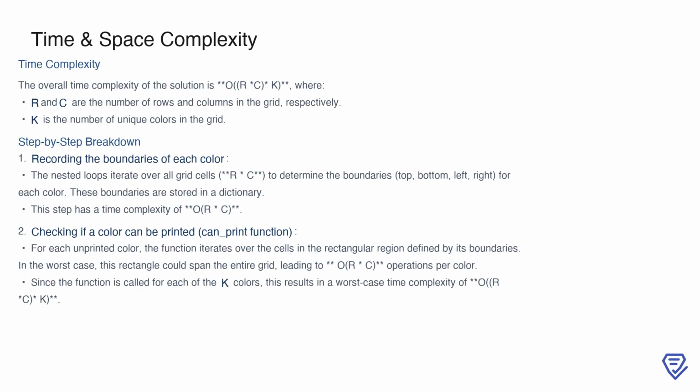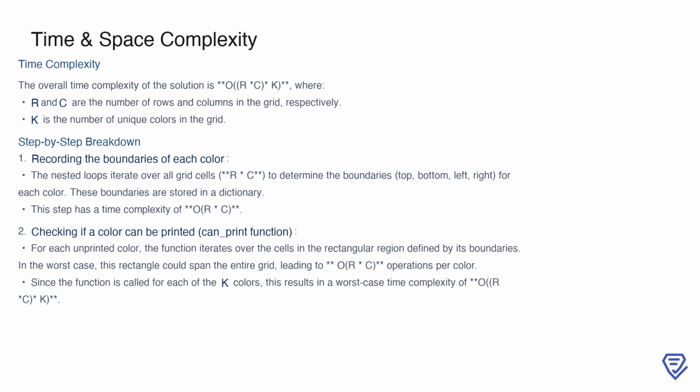The time complexity of this solution is determined by analyzing the different steps involved in processing the grid. First, we calculate that the overall time complexity is O(R*C*K), where R and C represent the number of rows and columns in the grid, and K is the number of unique colors. To break this down further, the first step involves recording the boundaries of each color in the grid. Here, we use nested loops to iterate over all R*C cells, identifying the top, bottom, left, and right boundaries for each color and storing them in a dictionary. This step alone has a time complexity of O(R*C).